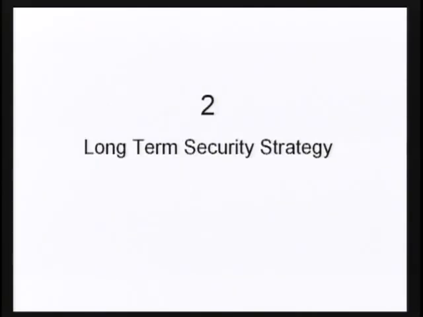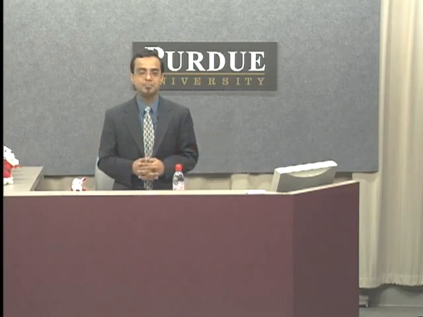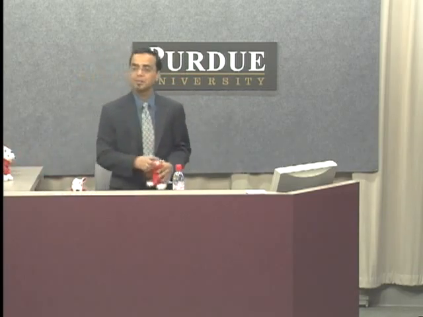So coming to my next point here, long-term security strategy. A CSO needs to understand what the long-term plans of business are. Why is that? I answered that a little bit in my earlier talk, but the reason he needs to understand that is because he needs to align his security objectives with business objectives. He needs to justify that.